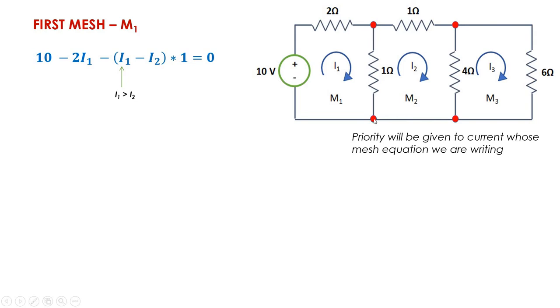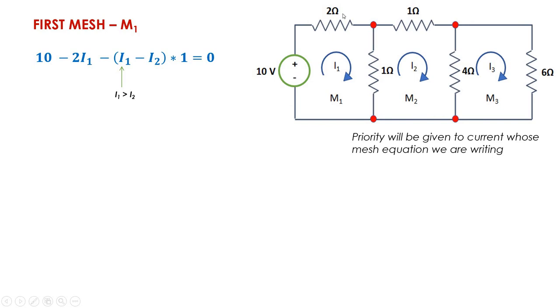I have taken this as my reference point, and now I'm going in this direction. The first voltage rise that I'm seeing here is 10 volts. So minus to plus I'm going, I take it as a positive. And when I'm going from plus to minus, I take it as negative. You can take the reverse also, but use only that throughout your calculation.